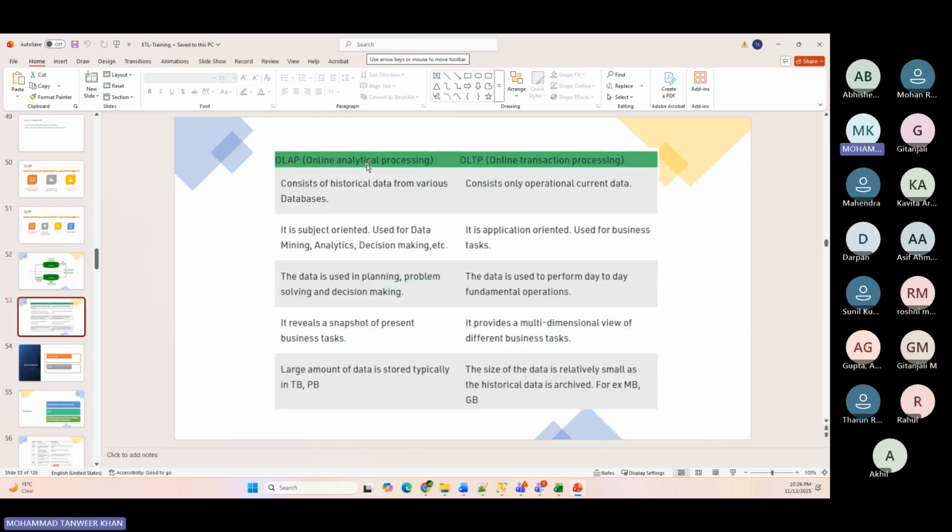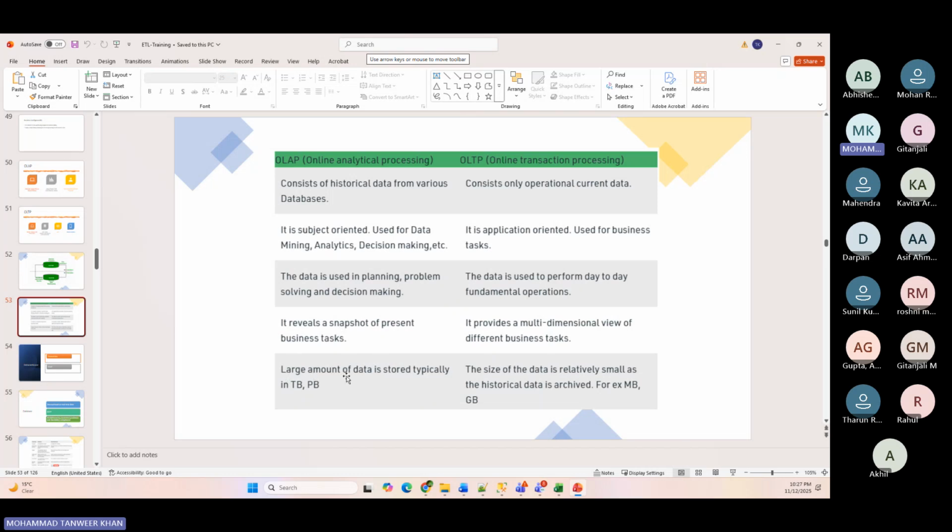OLAP is online analytical processing. It has historical data. It is subject oriented. Why am I saying subject oriented? Because here we have an agenda. What is the agenda? I want to do data mining. I want to do analysis because I have to take some decision. You cannot make a decision just from the data of a particular day, right? That is OLAP. The data is used for planning, to solve some problem, to make some decision.